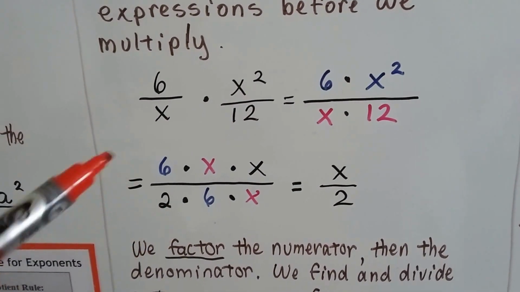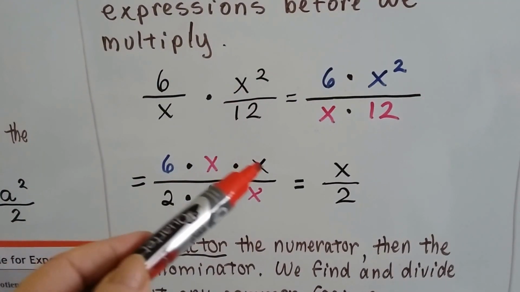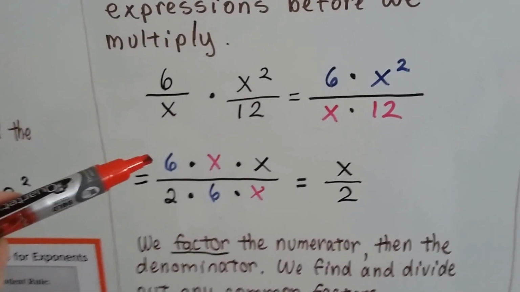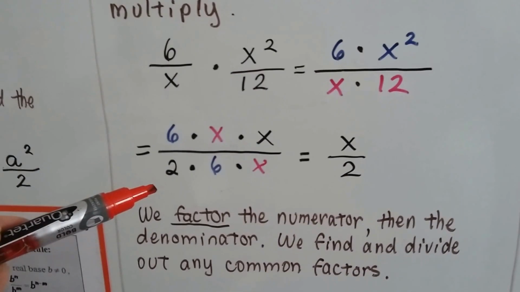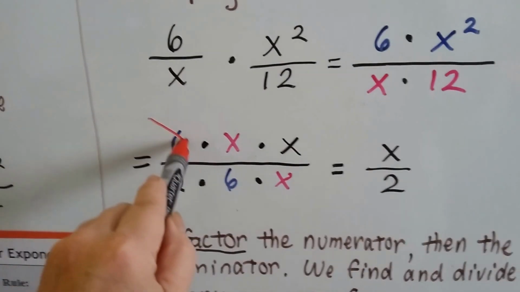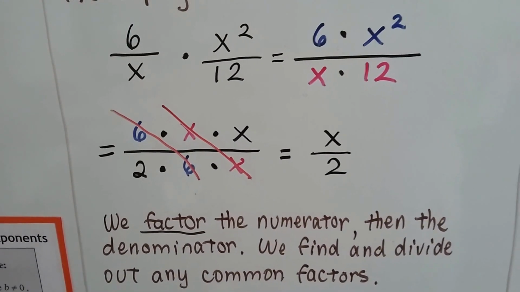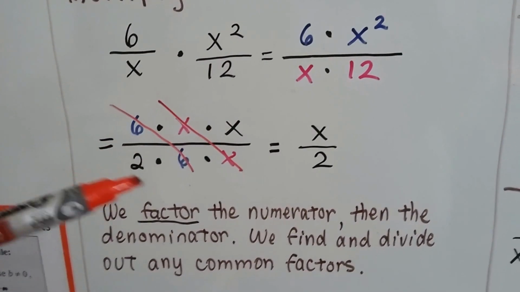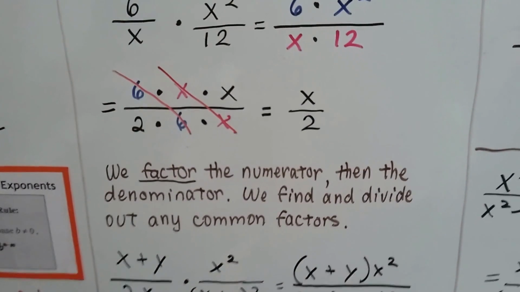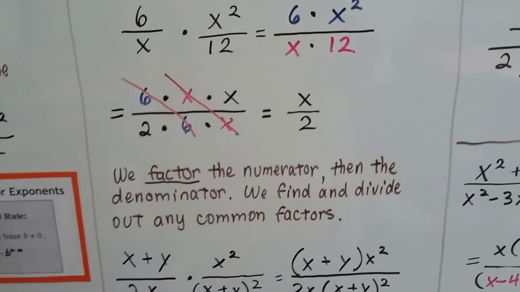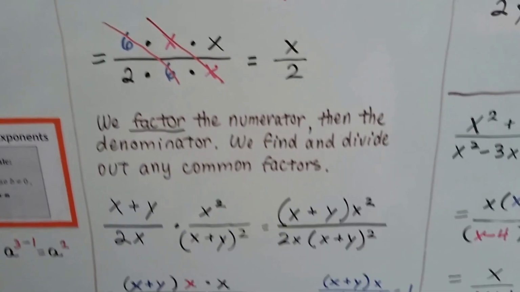So now, because x squared is x times x, we've got this all opened up in the numerator and all opened up in the denominator with common factors, and we can cancel out this 6, and we can cancel out these x's, can't we? And the only thing we're left with is x over 2. See how we did that? We factor the numerator and then the denominator, and we find and divide out any common factors.